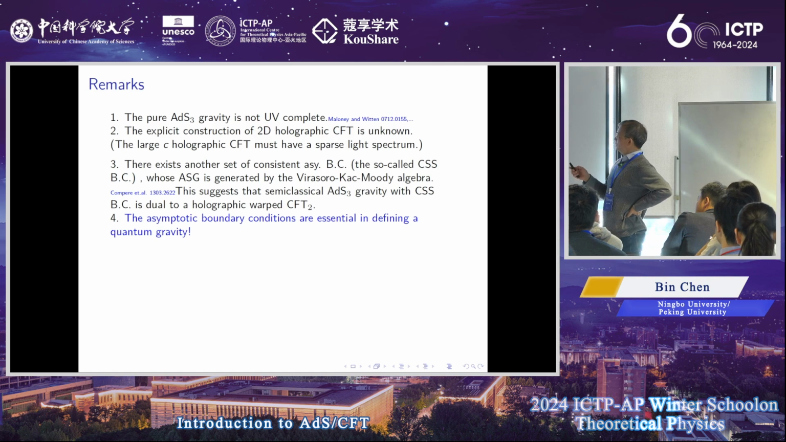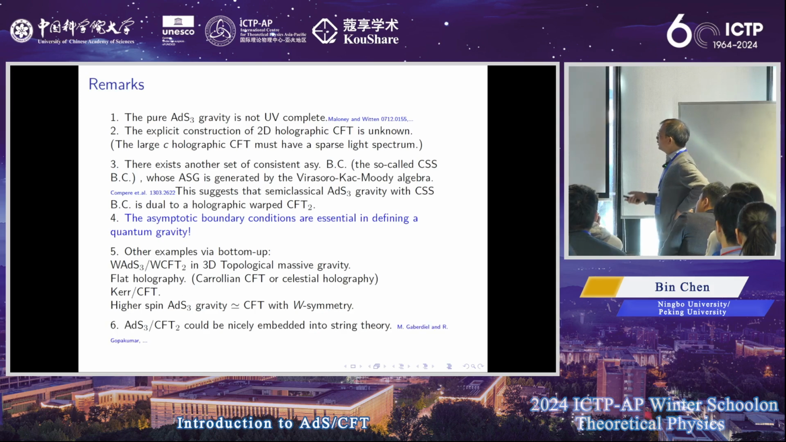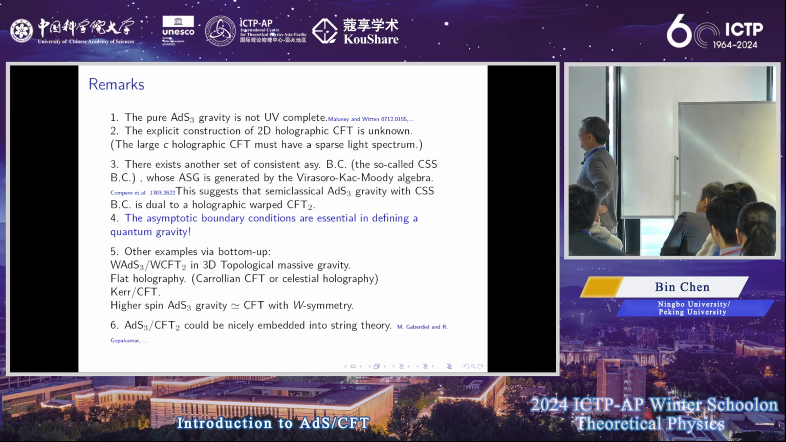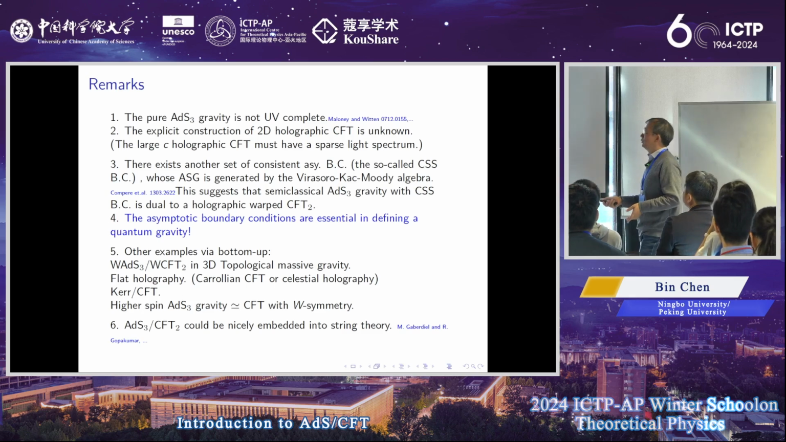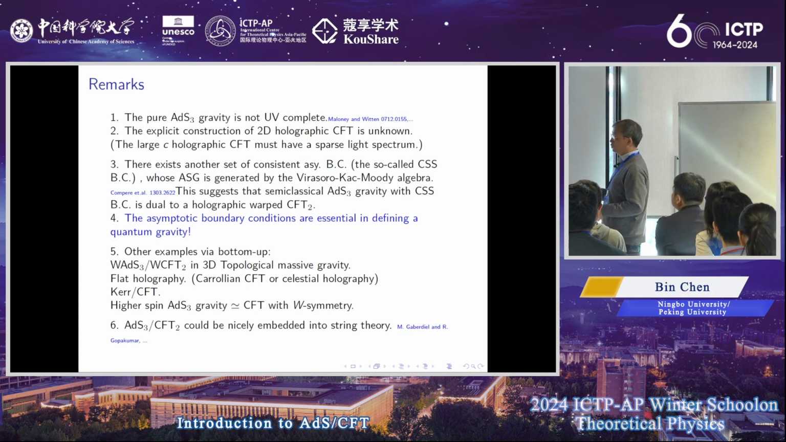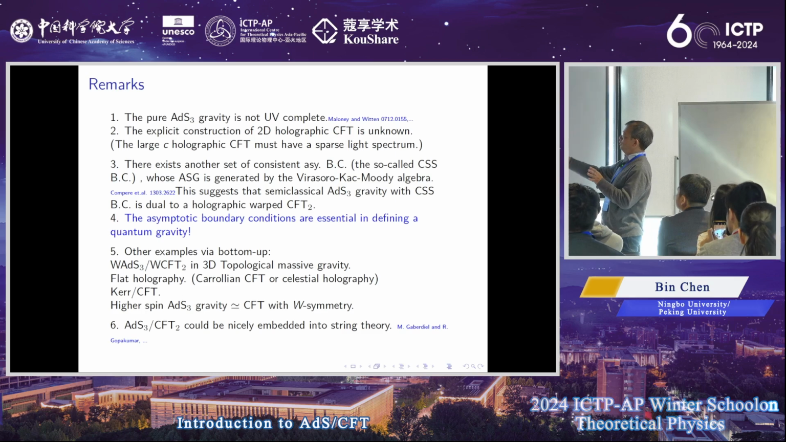Yeah, that's right. So I have to show you the last statement. If you want to have a UV complete theory, then this correspondence should be embedded into string theory. But you have this AdS3 × S3 × S3 × S1.